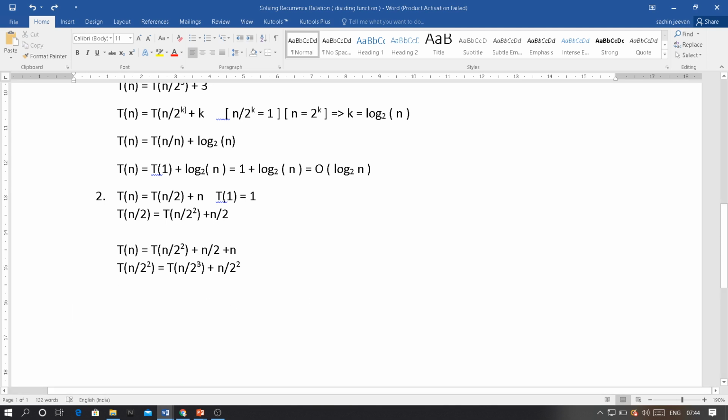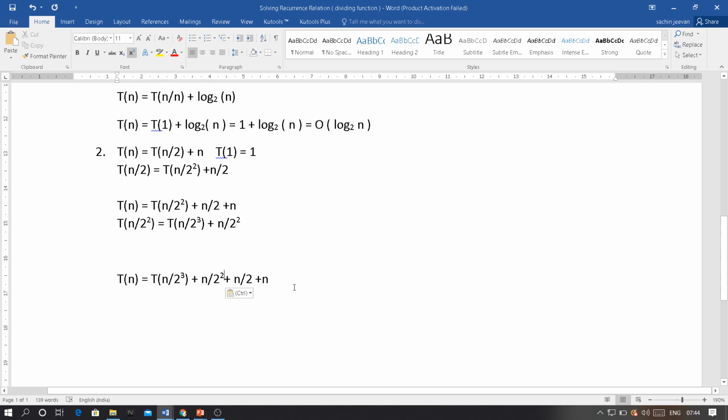Okay, and if you see, instead of T of n divided by 2 square, I need to substitute this entire value. So instead of T of n divided by 2 square, this entire value has to be replaced, and the whole equation becomes like this.